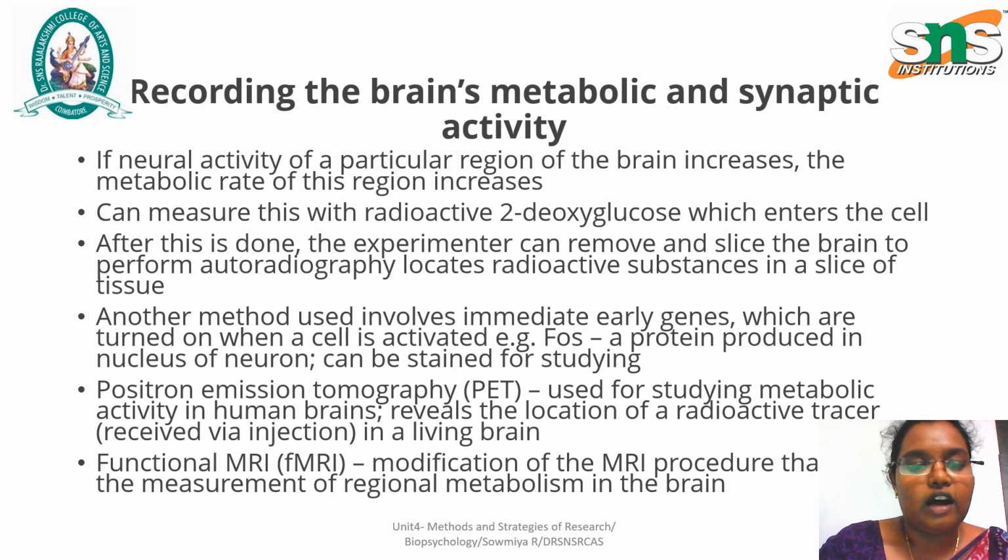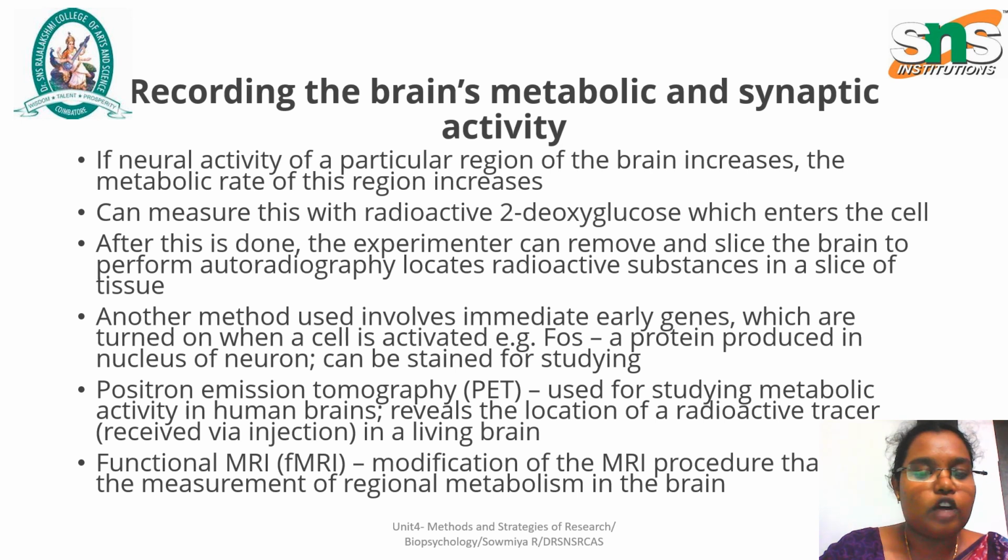After this is done, the experimenter can remove and slice the brain to perform autoradiography, which locates the radioactive substance in a slice of tissue. Another method involves immediate early genes, which turn on when a cell is activated. For example, FOS, a protein produced in the nucleus of a neuron, can be stained for study.